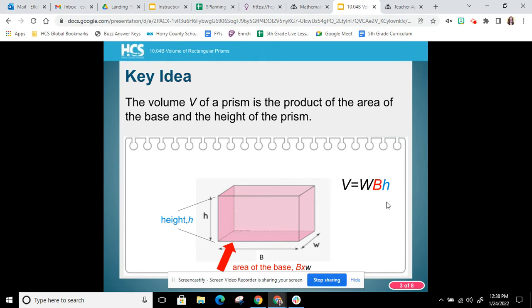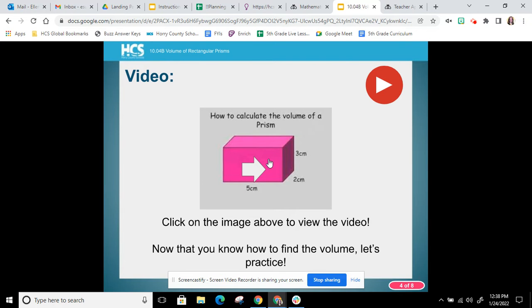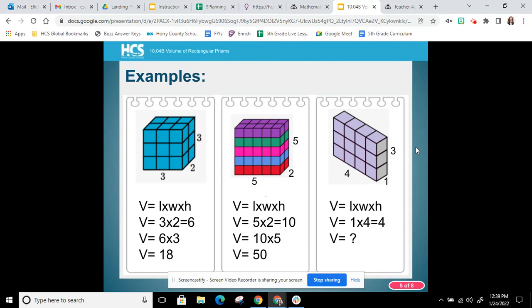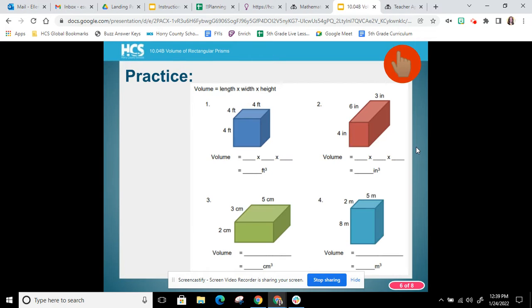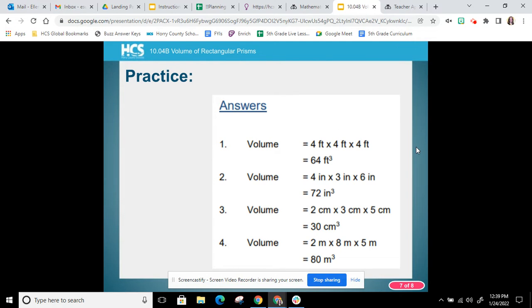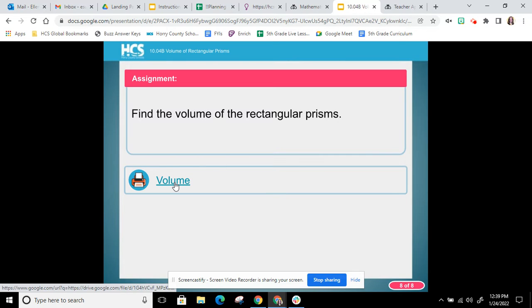It goes over how we can use the length times width times height to solve for the volume. There's a video that you can click on by clicking on this image to help you with measuring the volume of rectangular prisms. There is some practice here, more practice, the answers to the practice, and then your assignment. You can click on the link to open up the assignment.